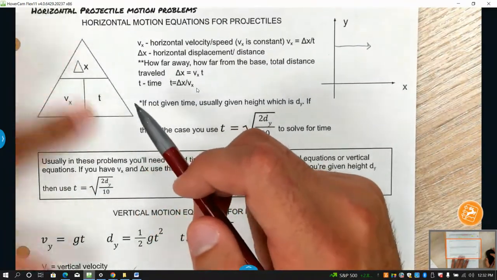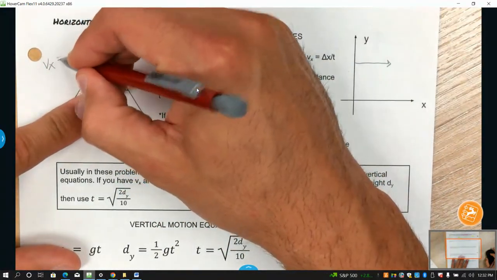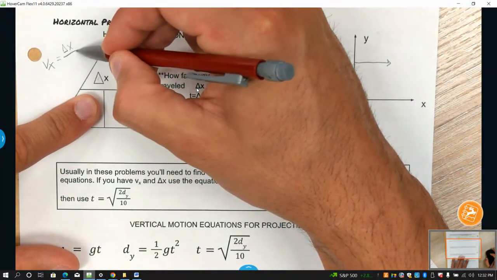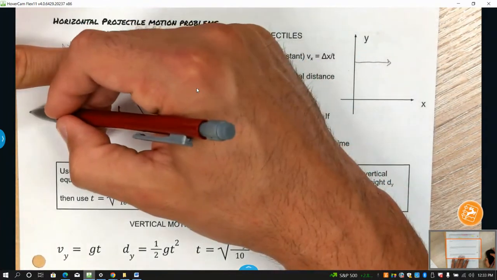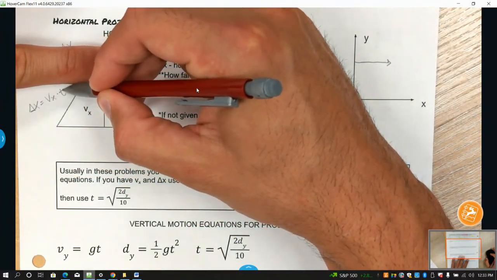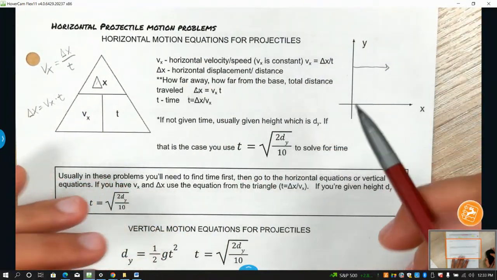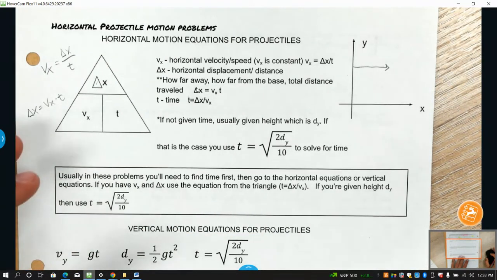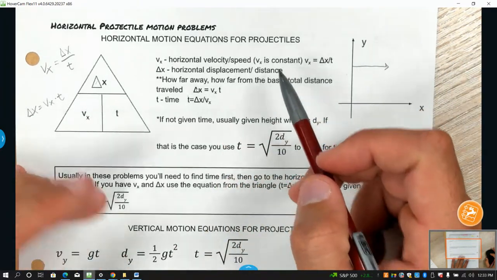Again, how we use this triangle, if I'm looking for Vx, I cover it up. And since I cover it up, I have delta x, or your distance, over time. If they ask you to solve for delta x, I cover that up, and it is Vx times time. So delta x, thinking about it, guys, a lot of the problems are logical, and you should be able to kind of visualize them or play them out in your head a little bit, even at your table.